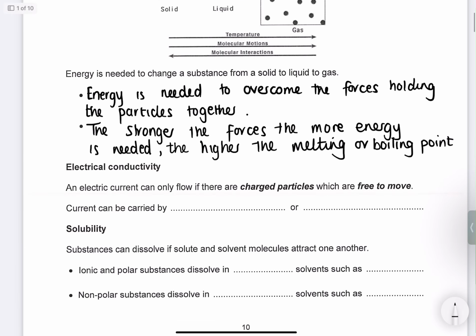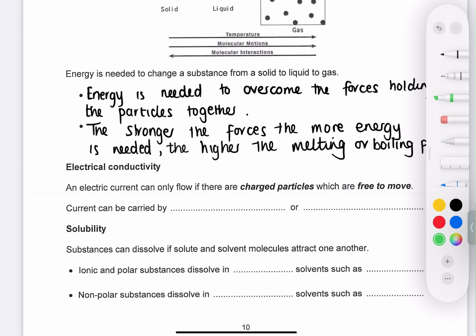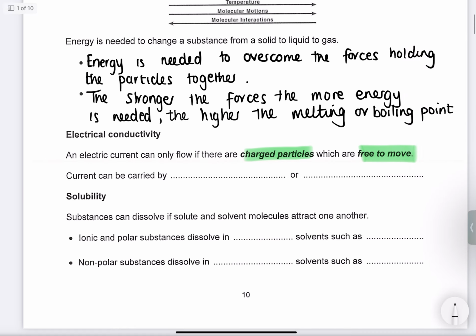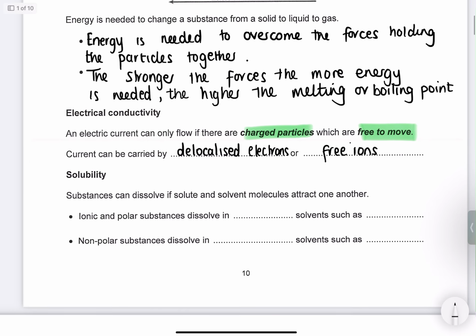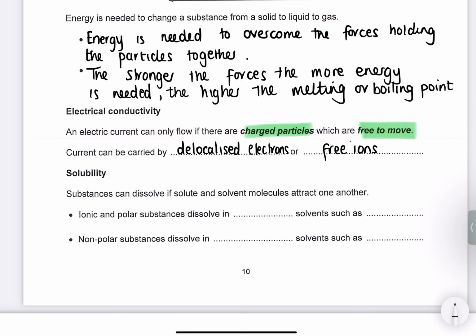What about conductivity? Well, something can conduct if there are charged particles that are free to move. And so we have two types of things that can conduct, that can be free to move. We've either got delocalized electrons, and we find those in metals or graphite, or we've got free ions in ionic substances that have been molten or dissolved because the ions become free. Those things will conduct electricity. So we'll find that we've got this ability to conduct.